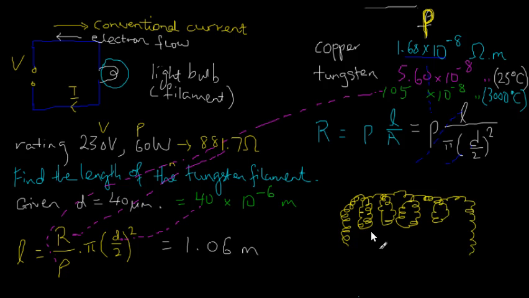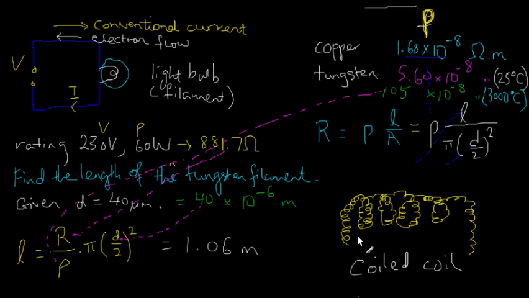So in other words, it is a coil that is made into a coil. So it's a coil within a coil. And there's a term to describe this complicated arrangement. It is called a coiled coil. A coil.